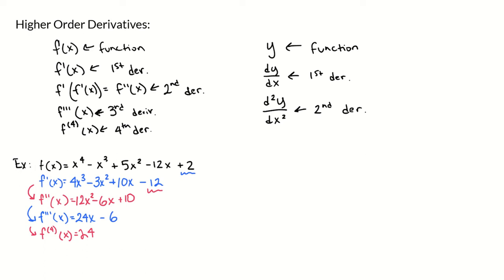And then the fifth derivative, f with 5 in parentheses of x, is going to be 0. And so will every derivative past the fifth derivative. So the sixth derivative would be 0, the seventh derivative, eighth derivative, and so on. So to find a higher order derivative, we just need the derivative before, and we take the derivative of that function before.